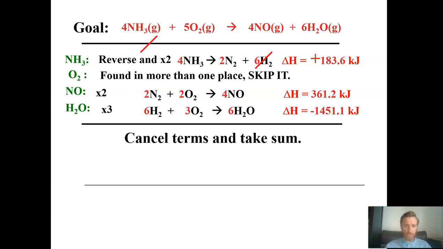So the hydrogens, 6 hydrogens on both sides, might as well cancel those. We got our 2 nitrogens here, sneaky. We've got to cancel those, 2 on each side. And we're going to rewrite now that we've cancelled the terms. So 4NH3 plus 5O2, giving us 4NO plus 6H2O. And of course we're going to take care of our delta H, and we're going to get a negative 906.3 kilojoules. Now at this point we probably should check that it's the same as our goal equation, which it is.